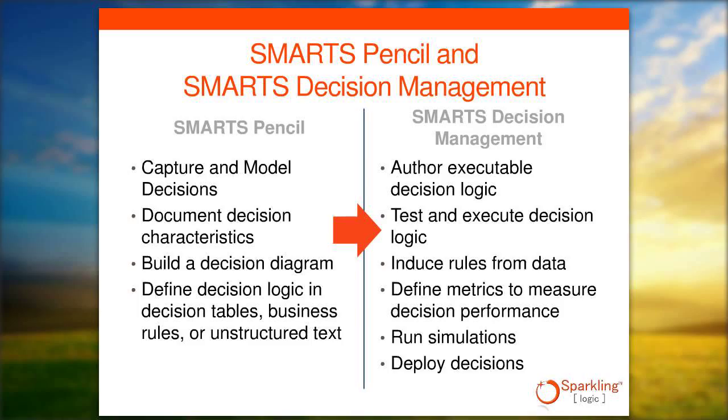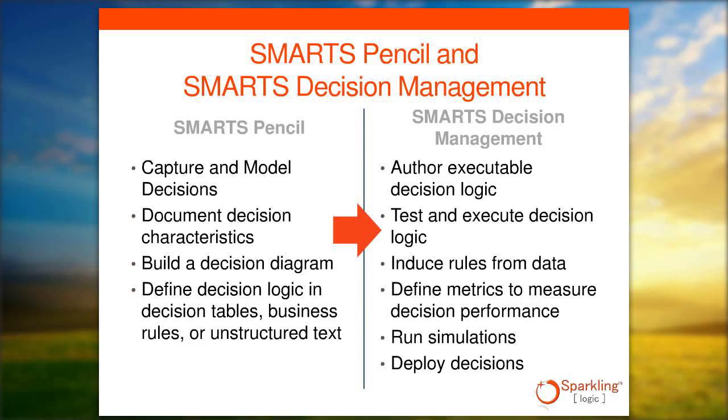And then once you've done that, identified your decision and documented some of those characteristics, you can start to build a decision diagram. And we'll look at exactly how you go about doing that. But it starts with the process of identifying the decision and then breaking it down into inputs and outputs and sub-decisions.